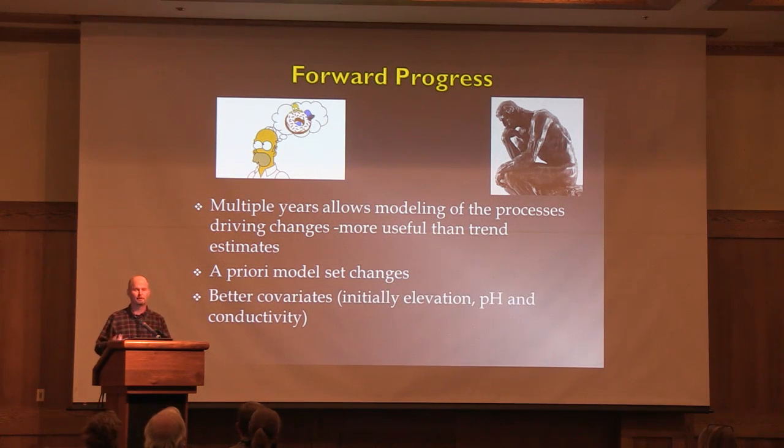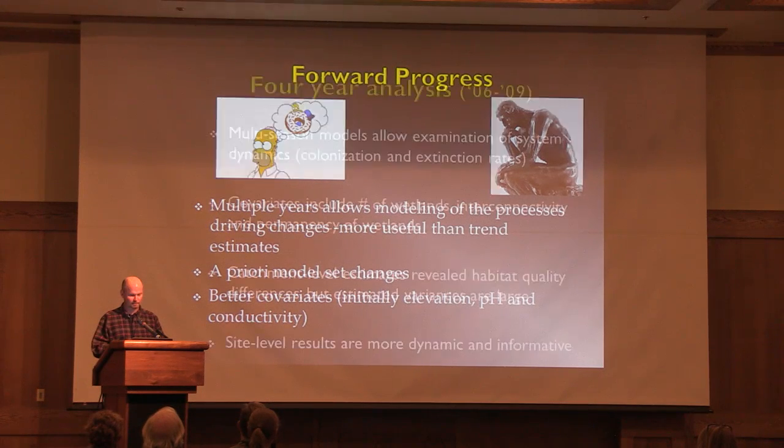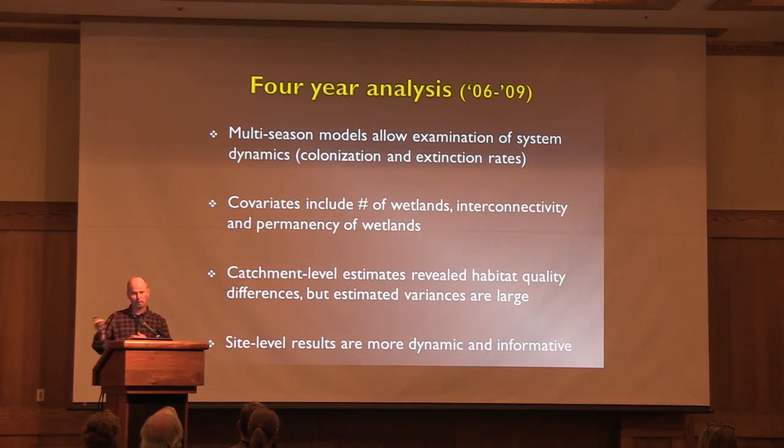We've also made some improvements in terms of thinking about what are the covariates, what are the variables that might explain some of the dynamics of the system. Initially, we had some very basic measurements that were at the wetland scale. We've improved on that, as you'll see. So fast forward to 2010. Now I've got 4 years of data. I'm using multi-season models, as I mentioned before. Now we're looking at estimating colonization and extinction rates.